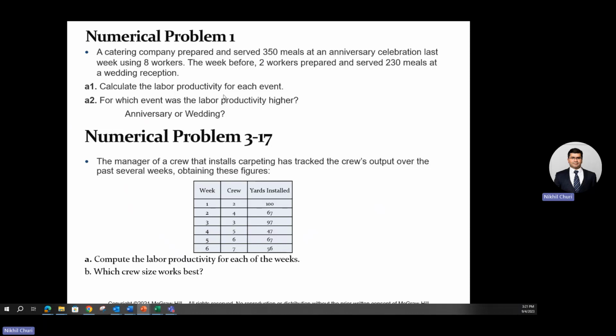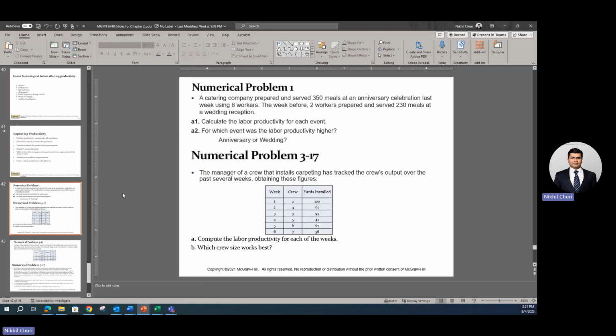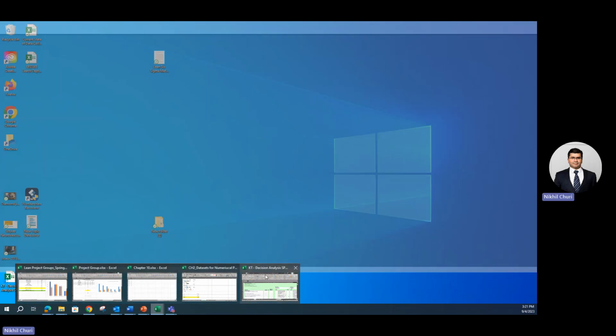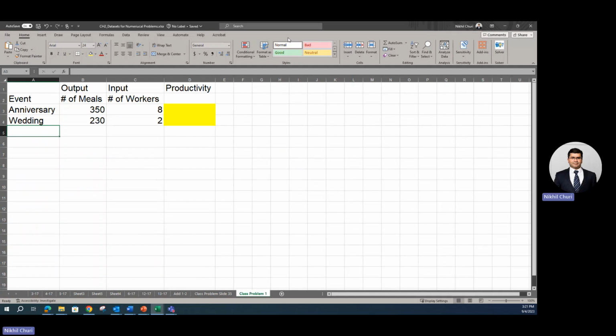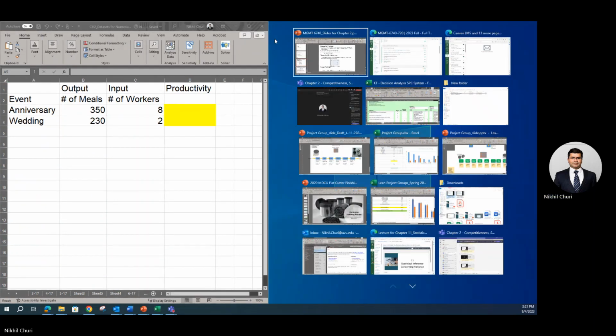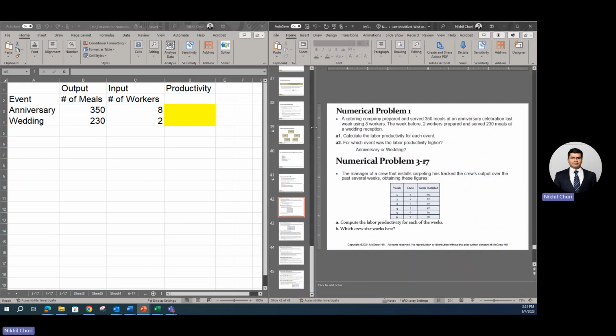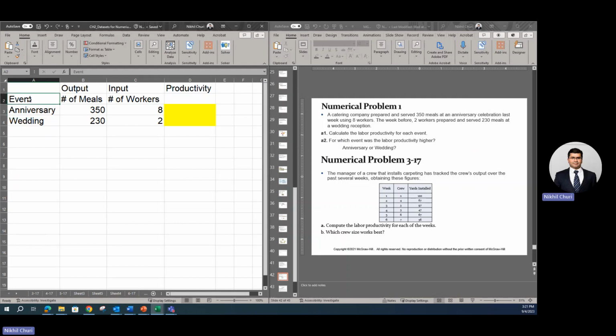The first question is to calculate the labor productivity for each event, and the second question is for which event the labor productivity was higher. Was it the anniversary or the wedding? Going to the Excel sheet, this is a very simple problem. We can do a straightaway calculation, but as we move forward, we'll be building on top of this basic. So I'm separating this problem into these 2 different events. First is the anniversary, second is the wedding. The output for the anniversary was 350 meals prepared, and for the wedding 230 meals. The input is the number of workers: 8 for the anniversary and 2 for the wedding.